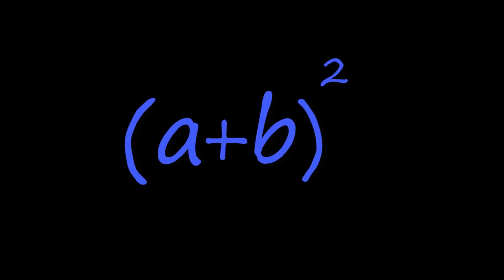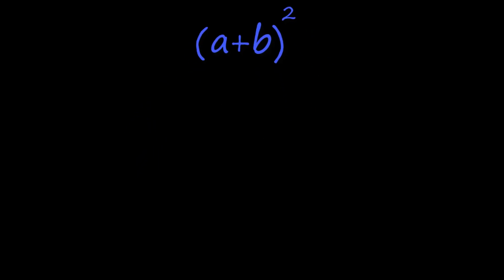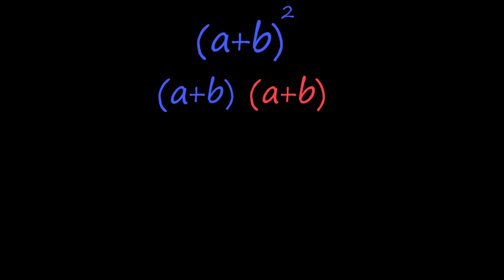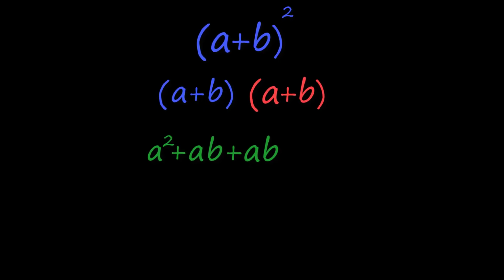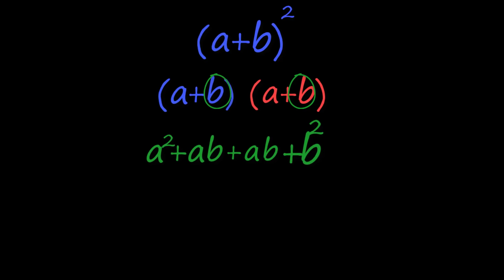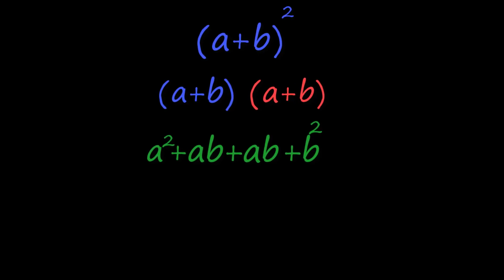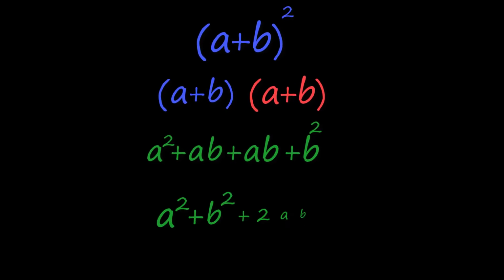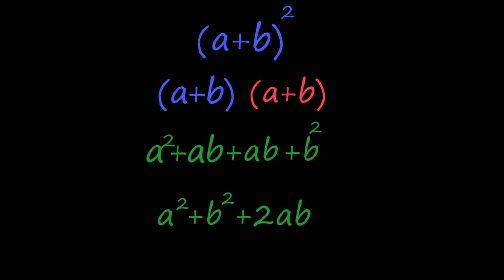To explain how this works, let's write it down. (a + b)² is (a + b)(a + b). In this case, we can use a distributive property because there is no longer an exponent. First, let's distribute the a. a times a is a², and a times b is ab. b times a is ab again, and b times b is b². Simplify this, and you get a² + b² + 2ab.